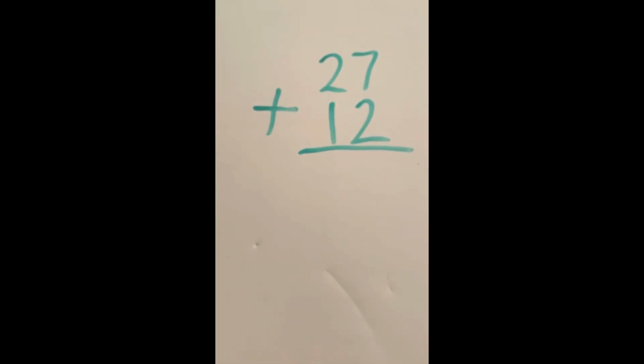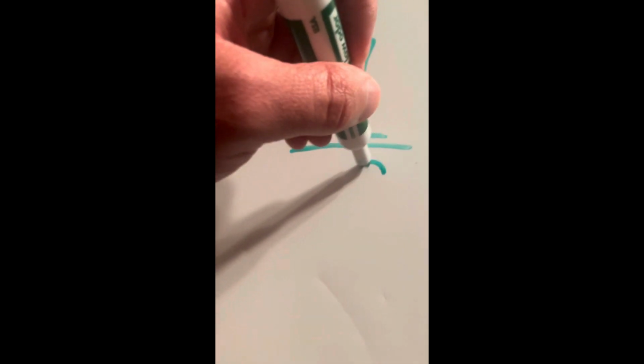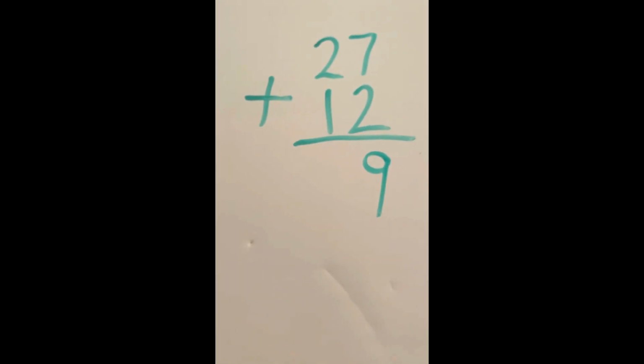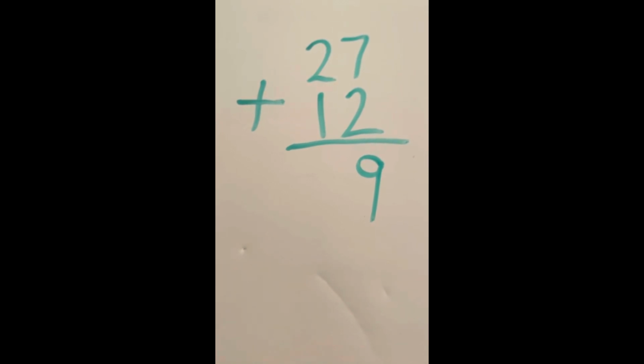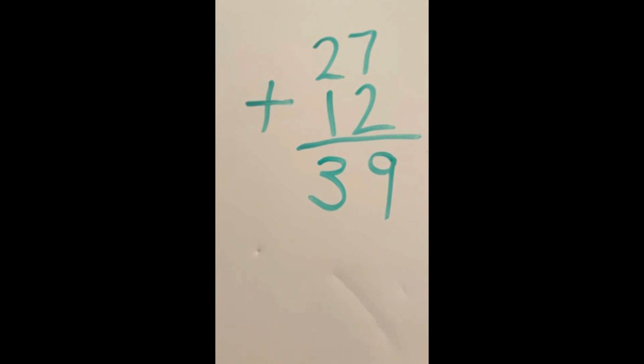Example 3, 27 plus 12. So again, we always start in the ones place with the digits all the way to the right. 7 plus 2 equals 9. Then we go to the tens place. 2 plus 1 equals 3. And our answer is 39.